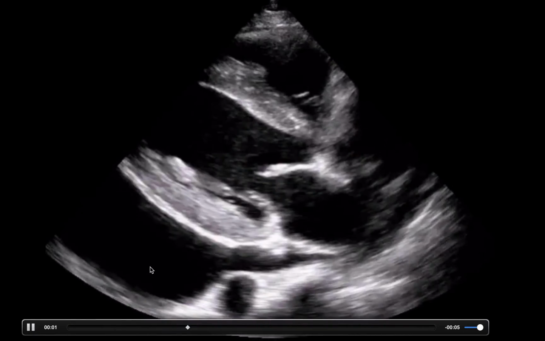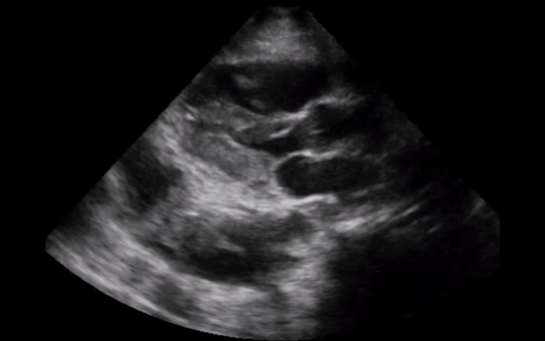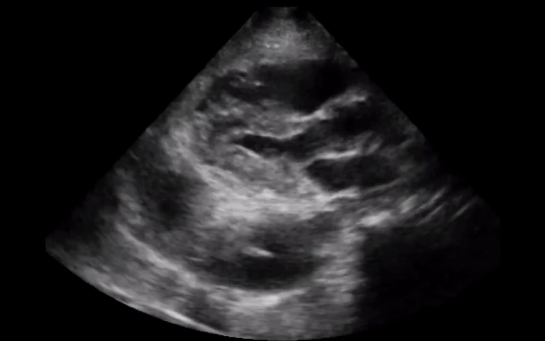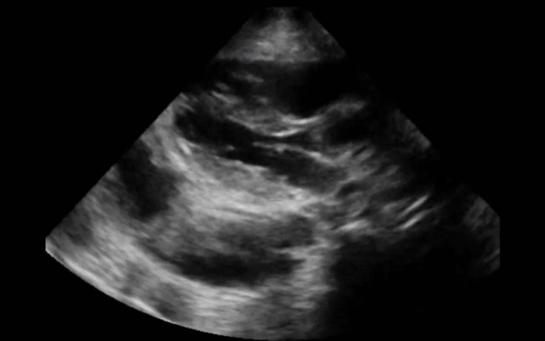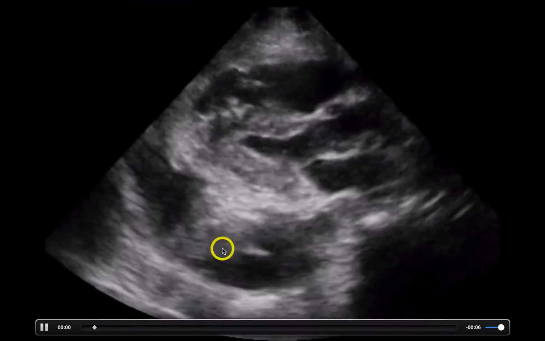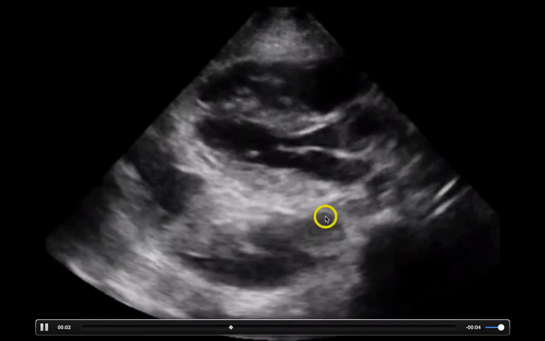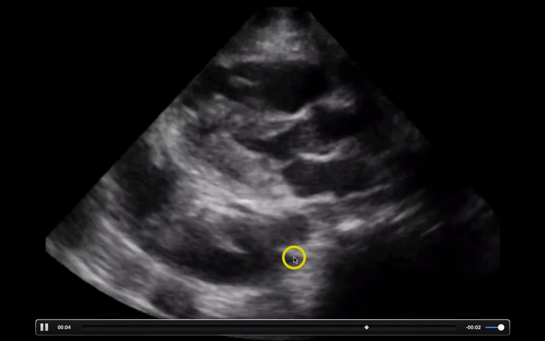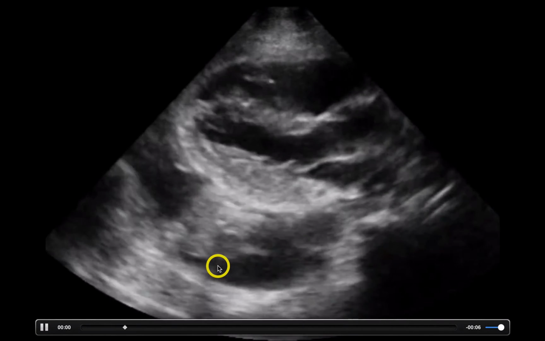Well, look at this one. It actually looks pretty similar to the previous one, but look at the fluid in relation to the descending aorta. This is a pleural effusion because it's tracking behind the descending aorta. So here's the descending aorta, and the fluid is going behind the descending aorta. So this is a pleural effusion.